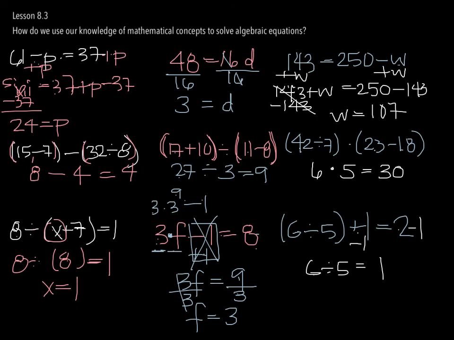Now, G divided by 5, what's the opposite of divide by 5? Times 5. Whatever I do on one side, I do on the other. These two are going to cancel each other out. So then I'm going to have G equal to 5. Now if I plug 5 in here, 5 divided by 5 is 1, plus 1 is equal to 2.